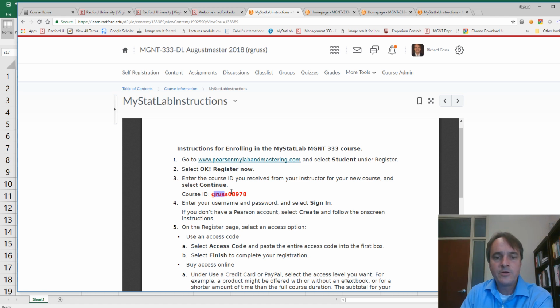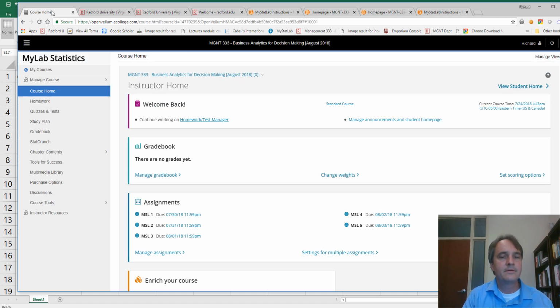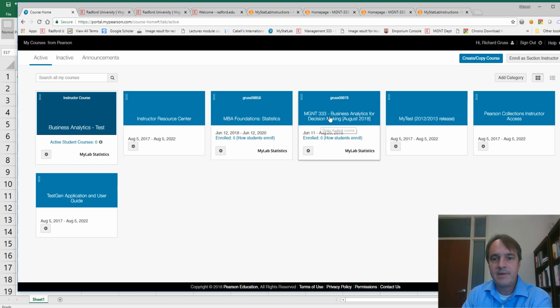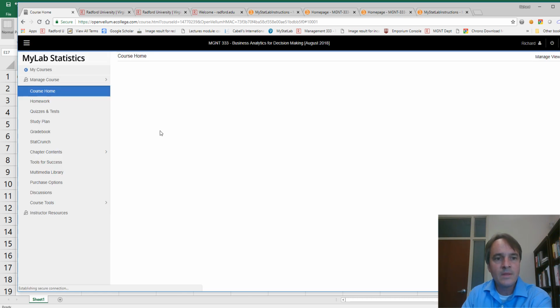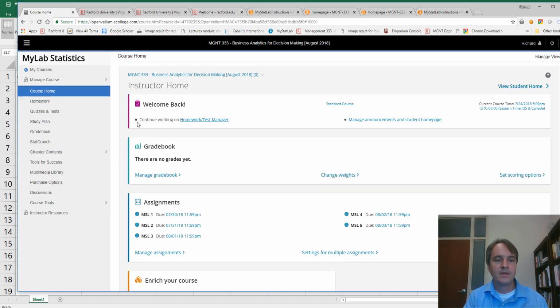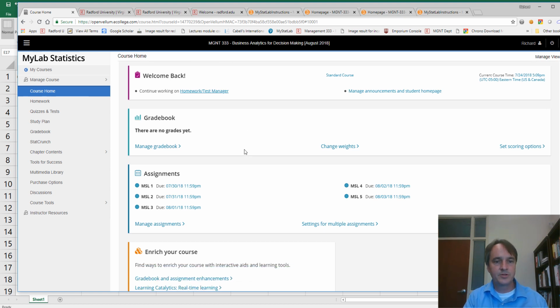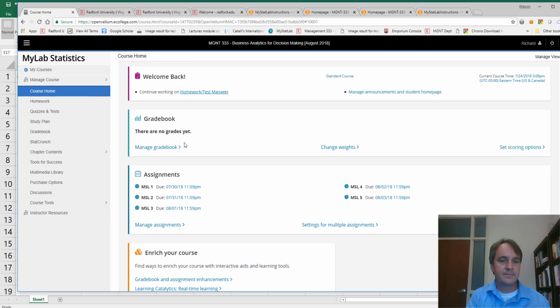And this in red here is the course. So once you get in there, you can put in this course ID, and you can follow the instructions from there. And then once you're in, you're gonna see Management 333 Business Analytics for Decision Making, and you come into the course, and here's what it looks like. Okay, so this home page is just going to show you some upcoming assignments, and you can see that MSL 1, 2, 3, 4, and 5 are all due consecutive days at 11:59 p.m.